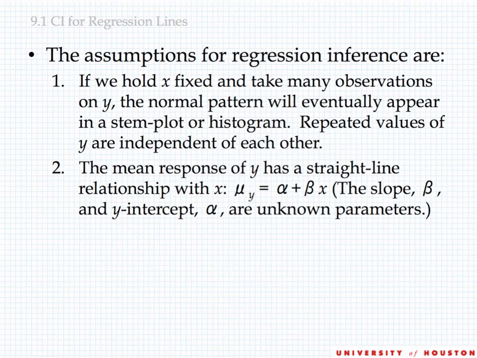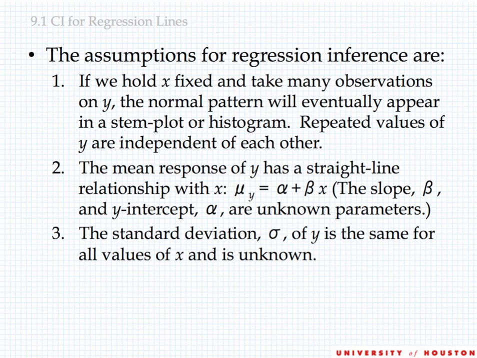In other words, mu sub y is equal to alpha plus beta x. The slope beta and the y-intercept alpha are unknown parameters that we're going to make inferences about. The standard deviation sigma of y is the same for all values of x and is unknown in our situations.